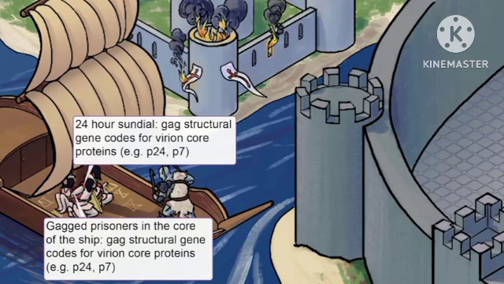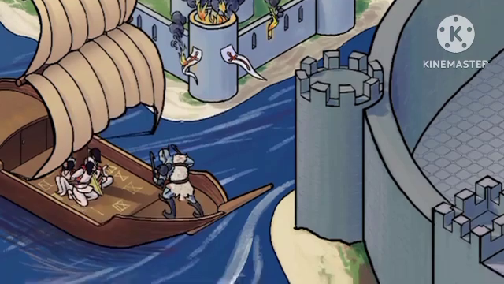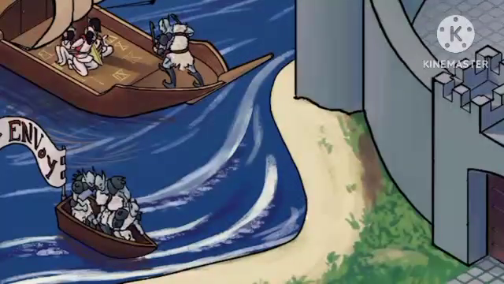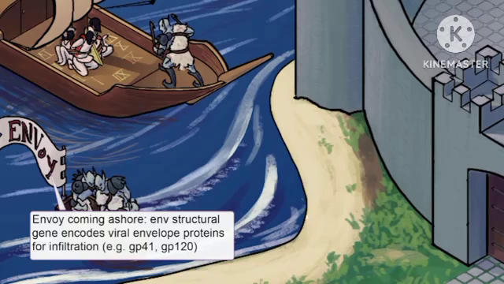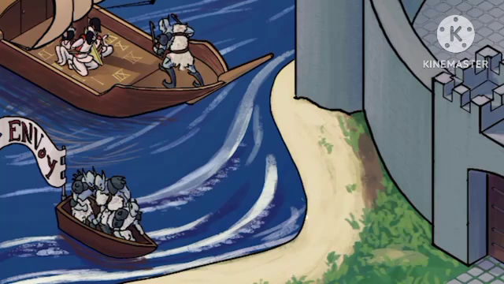Remember, 24 hours a day, 7 days a week for the core proteins, just like the guard here watching these prisoners 24/7. The ship has sent out a small landing party, their boat labeled Envoy. This is because the ENV structural gene codes for virion envelope proteins, such as GP41 and GP120. So while it might look like a harmless diplomatic envoy, these outer troops represent the viral envelope proteins crucial for infiltrating the membrane of the next host cell.